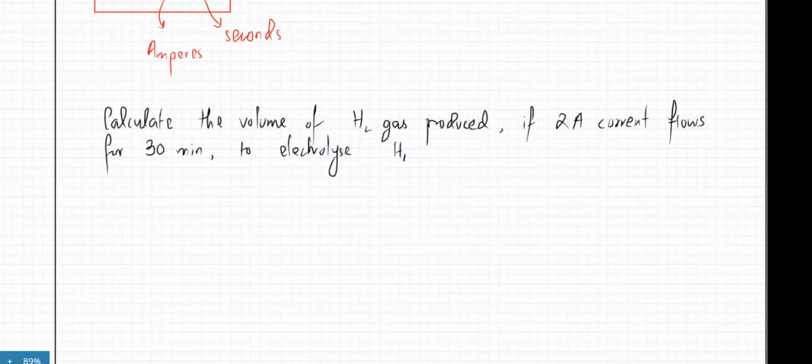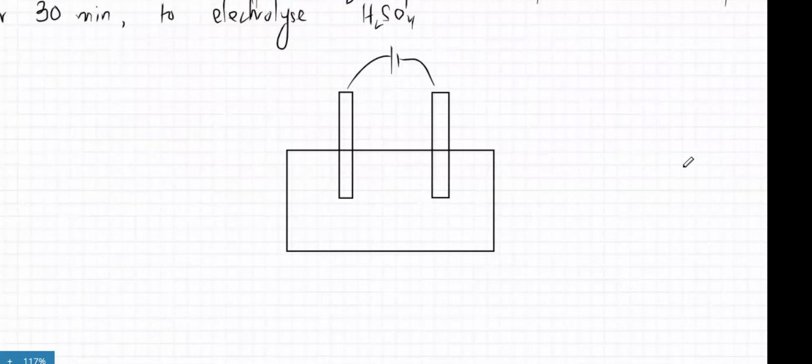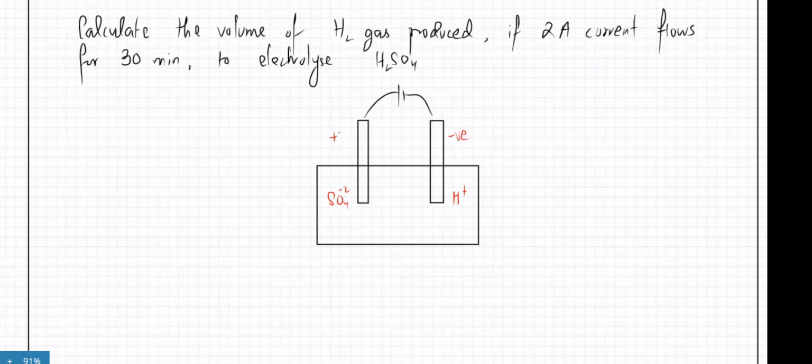So first, let's quickly do the electrolysis of H2SO4, which is pretty obvious. Remember, it's inert electrodes, so you've got these two electrodes, and electrolysis is happening for 30 minutes. H2SO4 has two things: H plus ions and SO4 minus two ions, right? So you've got your negative cathode and your positive anode.